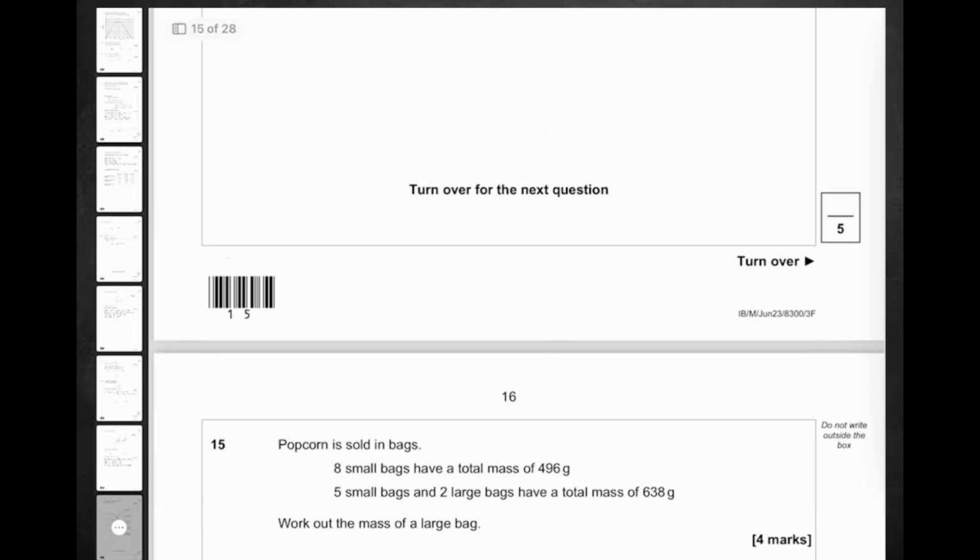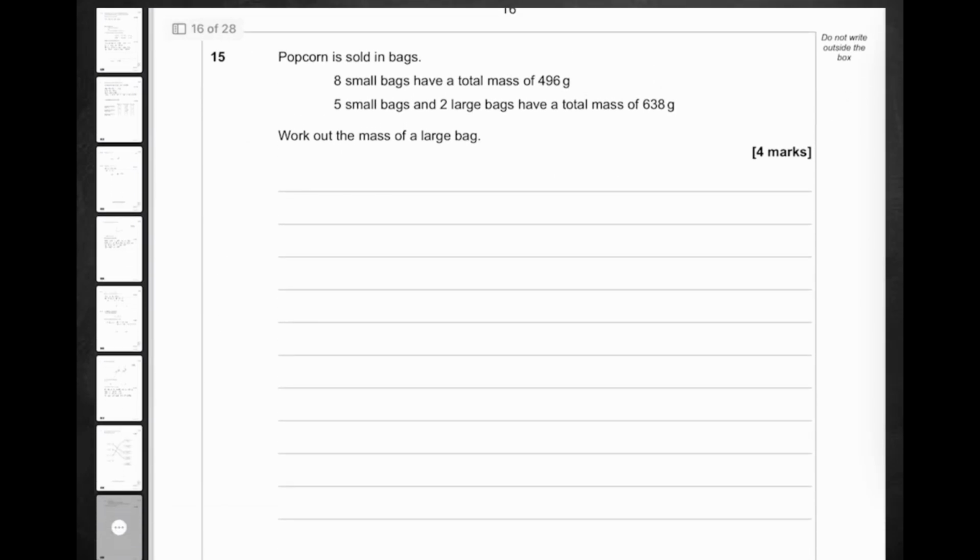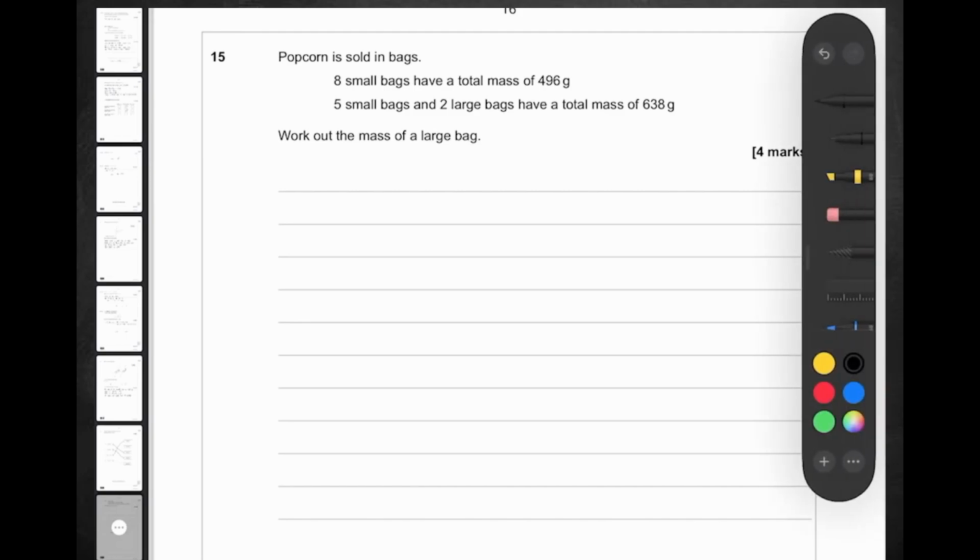And we're done. Question 15. Corn is sold in bags. 8 small bags have a total mass of 496 grams. 5 small bags and 2 large bags have a total mass of 638 grams. Work out the mass of a large bag. So, 8 small equals 496 grams. Therefore, 1 small equals 496 over 8, which I'll do on my calculator, 62 grams.